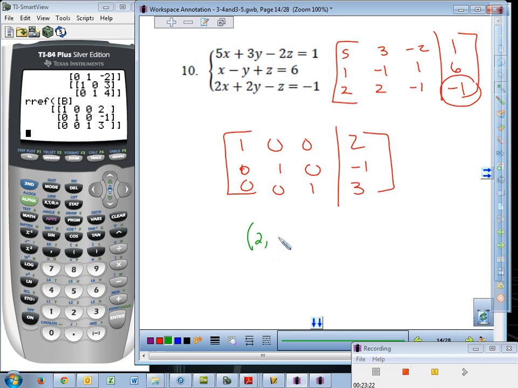Y equals -1. And this one means what? z equals 3, that's our ordered triple right here. It goes x, y, z. They're always in alphabetical order. This is an ordered triple.